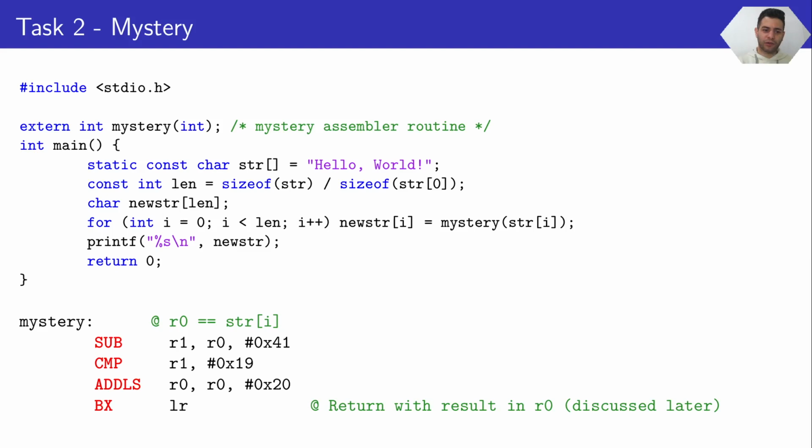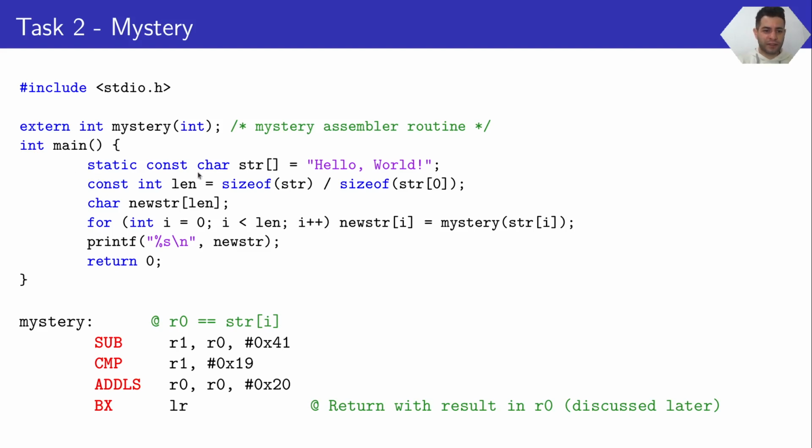I have another task for you. You have this C code, and inside this C code, we have this mystery function that is a function written in ARM assembly. So here you have the mystery function, and when you call the mystery function with the nth character of the string, you will end up having R0. R0 will contain the nth character of the string. Okay, so here we go.